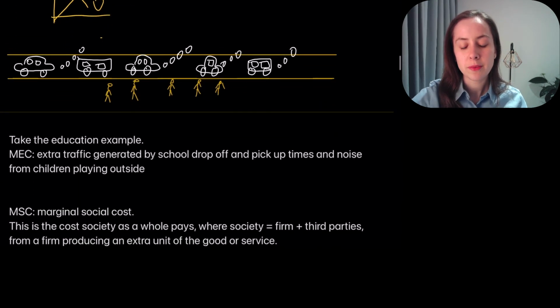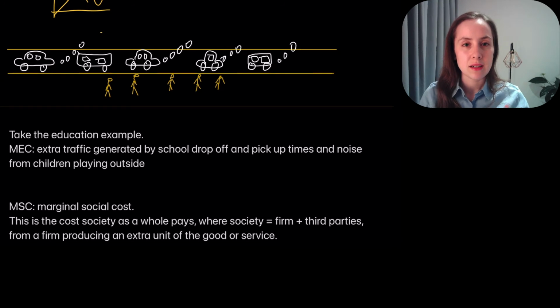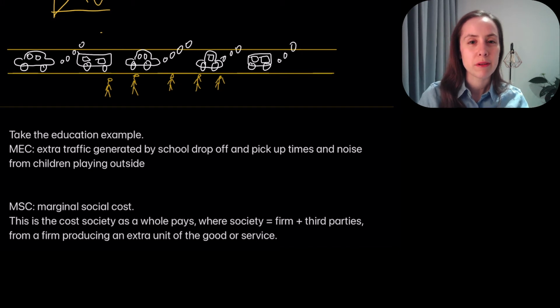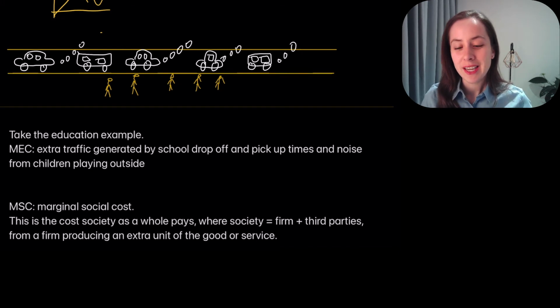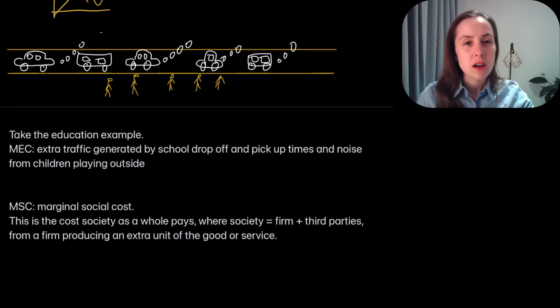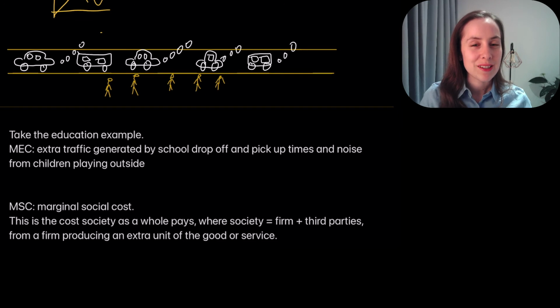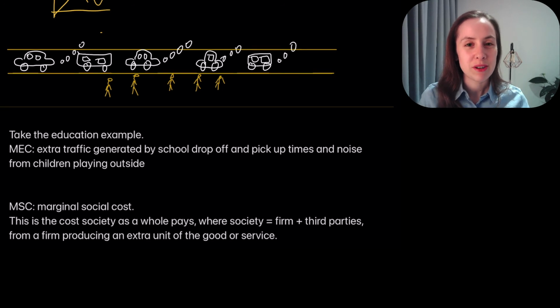And here's an example. The MEC is the cost of the extra traffic generated by the school drop-off and pick-up times. Sure, we've all experienced that. And the noise from children playing outside. Maybe these aren't super bad costs, but they are costs nevertheless, and they are placed on third parties. For example, big transportation and delivery companies might find this really annoying and costly because they have to do fast deliveries and traffic is really bad for them. So they are the third parties. They weren't involved in supplying or demanding education.